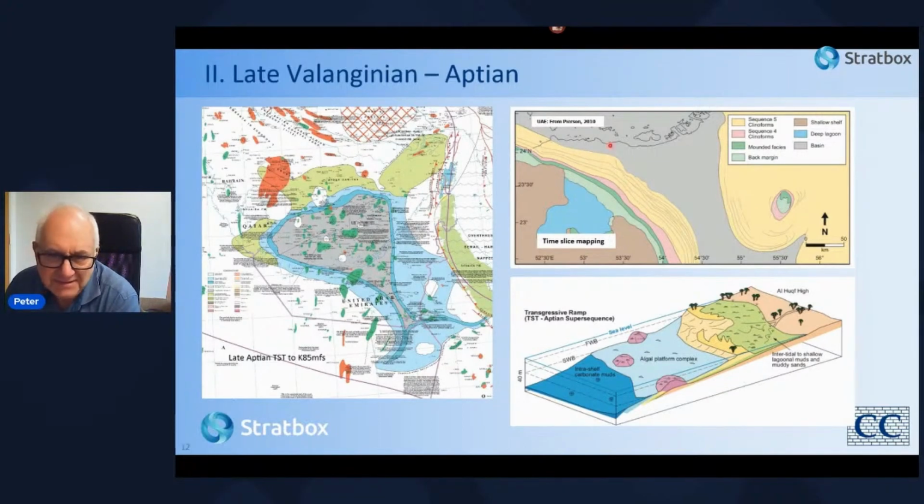This is time slice mapping by Pearson 2010, and these lines represent strike lines along clinoforms that represent periods of progradation of the basin. Again, these are probably higher order responses to the sedimentary system, and we can't really map individual clinoforms on this, but we can note areas where clinoform progradation takes place. And this is the depositional model of the transgressive part of the system.